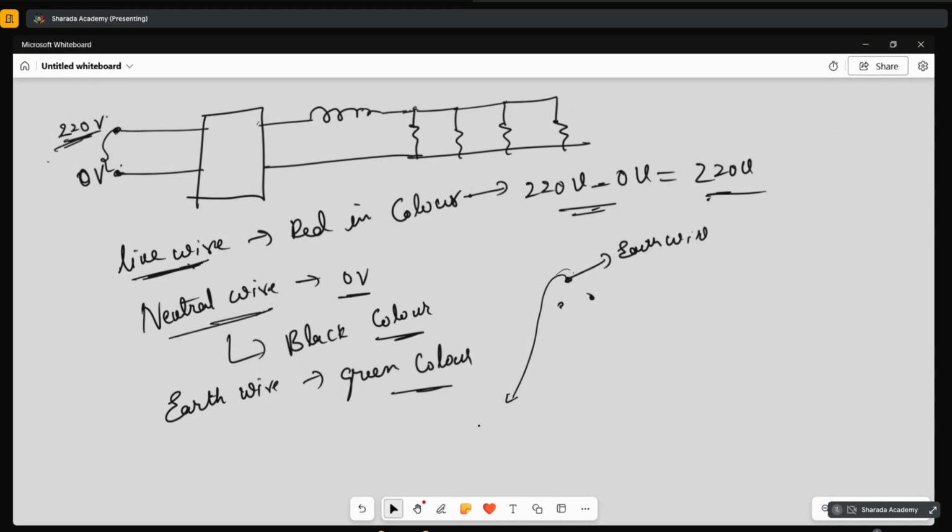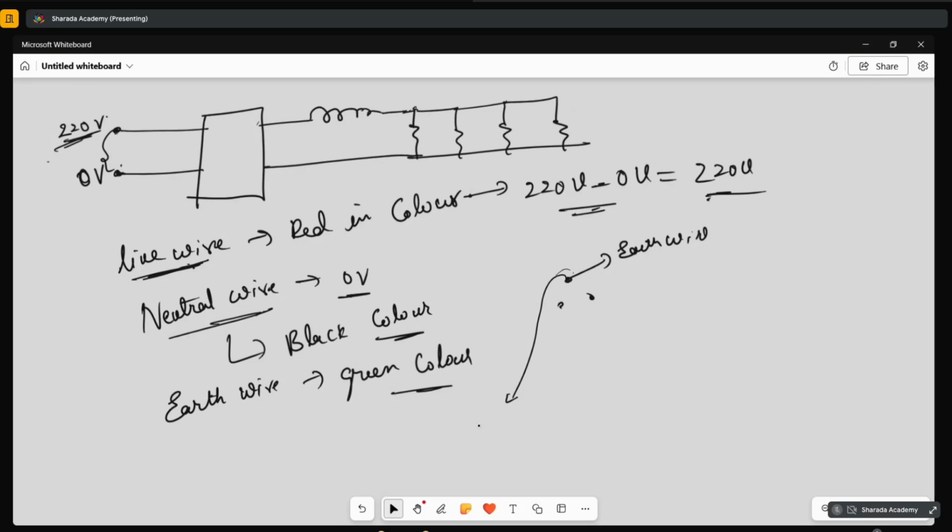They use the same code everywhere, because if each one is using different colors, when you are connecting, you may do it in a wrong way, and it will be a problem. So, in every house or any building, they use the same color. For live wire, they use the red color. For neutral wire, they use the black color, and for the earth wire, they use the green color. So live wire is 220 volts, neutral wire 0 volts, so the difference will be 220 minus 0, that is 220 volts.